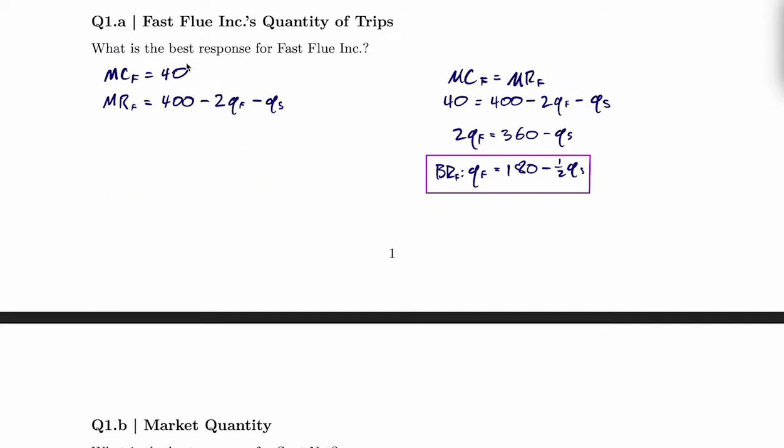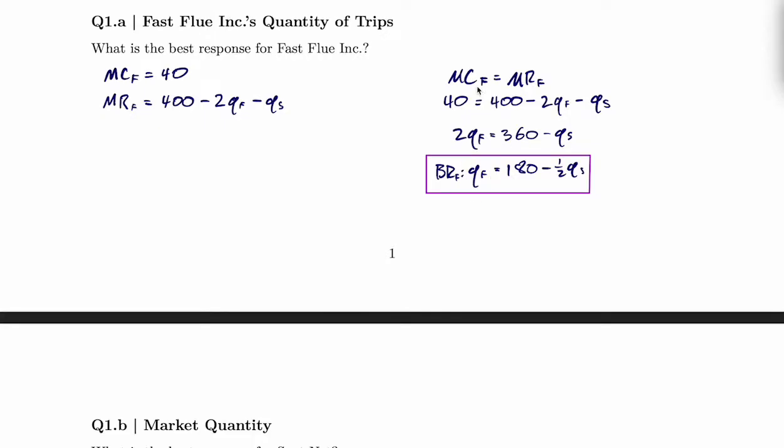The first question is to find the best response for the flu network. This is a little bit of a misleading title here. We're asked to find the best response for Fast Flu. So we take the marginal cost curve and the marginal revenue curve, and we just set them equal to each other. This is the solution to the firm's problem. And then we just use that relationship to solve for what Fast Flu should do.